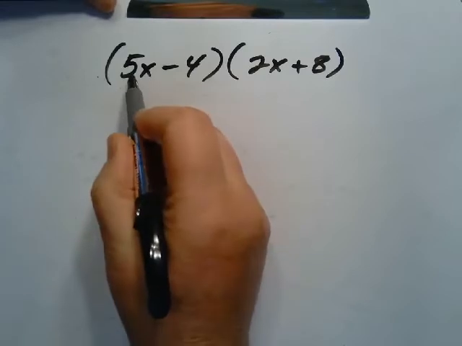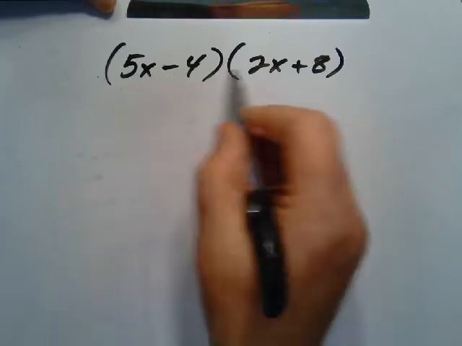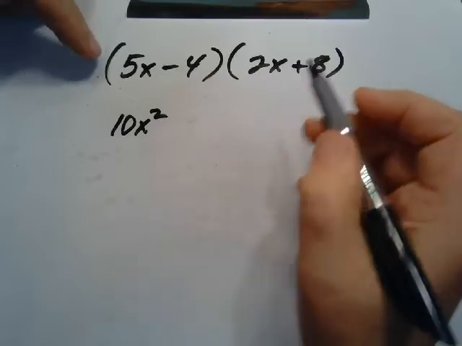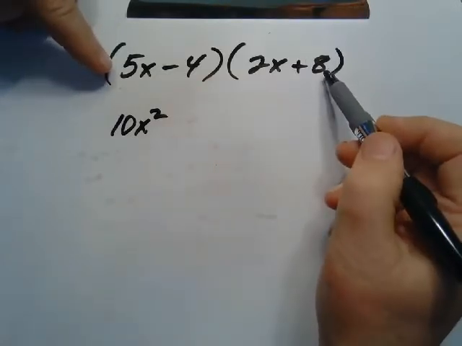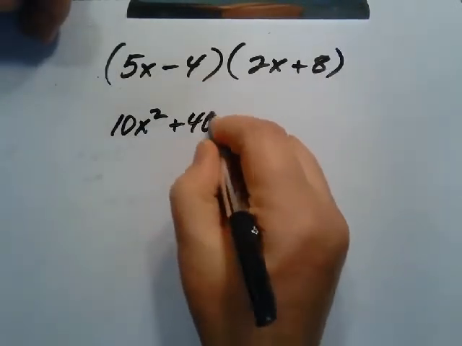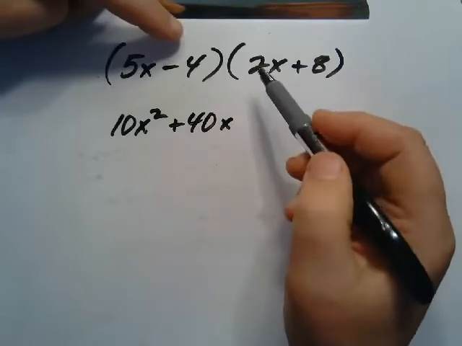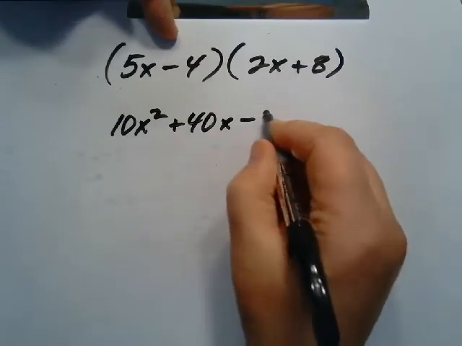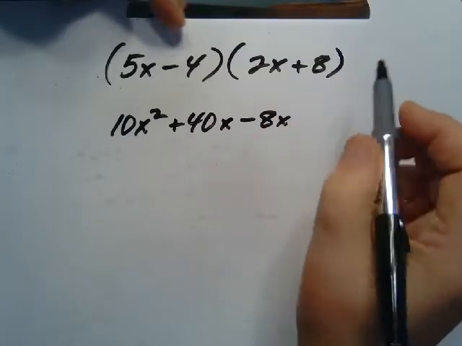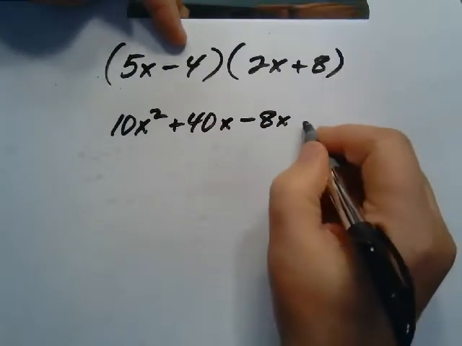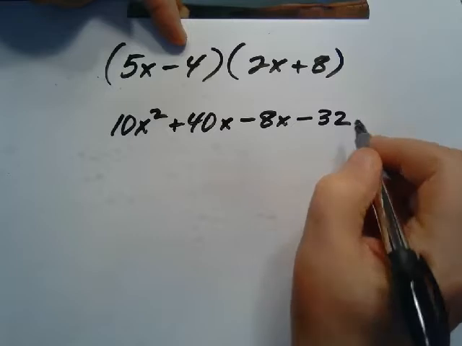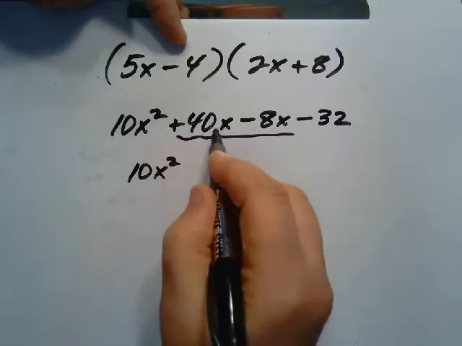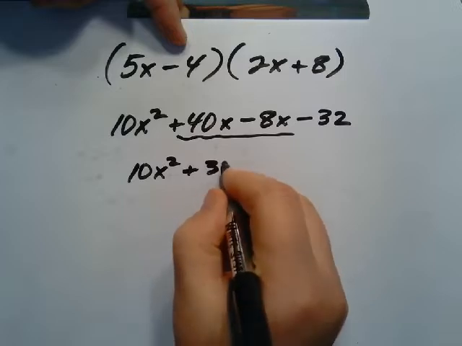F-O-I-L. Here we go. First terms. There's 2x and 5x. That's 10x squared. Outer would be 5x and positive 8. That's 40x. Inner would be negative 4 and 2x. That's a negative 8x. And then last would be negative 4 times 8, or a negative 32. Now once again, the middle terms can be added together. So I got 40 minus 8 is 32x.